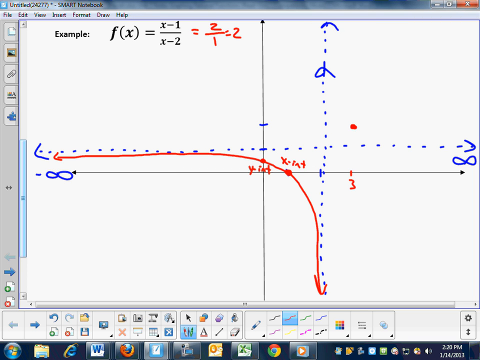So is it going to be in the top section or the bottom section? The top. A lot of times the graphs are kitty corner from one another. You can see in this situation they are.